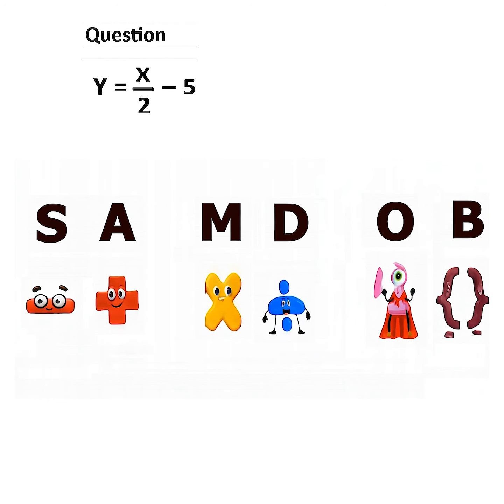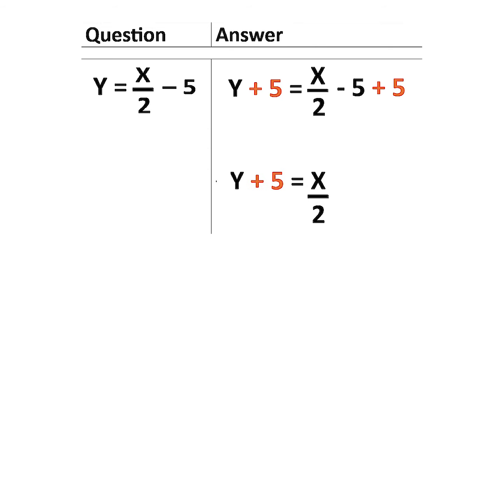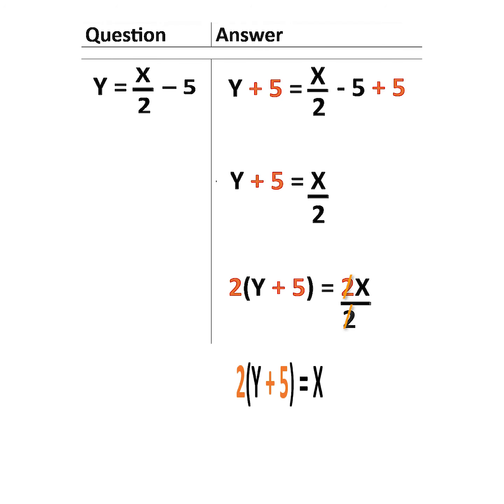So, step 1, remove the minus 5, so we add 5 to both sides. We now have y plus 5 equals x divided by 2. Step 2, remove the 2 dividing x. We do this by multiplying both sides by 2. We now have (y plus 5) multiplied by 2 equals x, or neatly written, x equals (y plus 5) multiplied by 2.